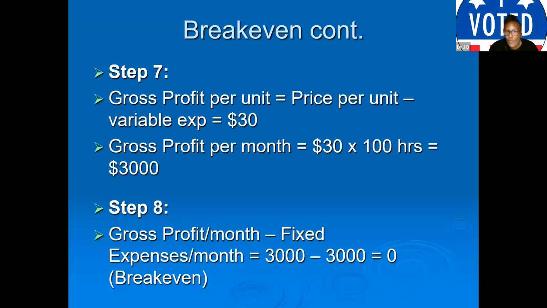What then do we know? We know that the gross profit per month minus the fixed expenses per month is $3,000 minus $3,000, which gets us to what? Break even.